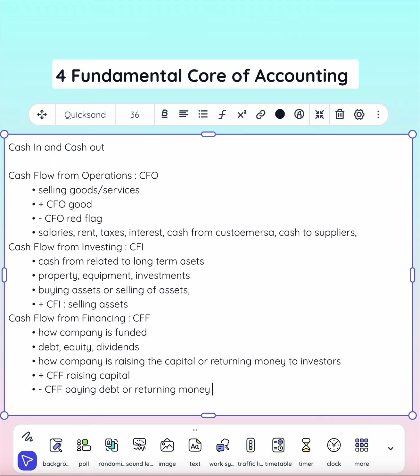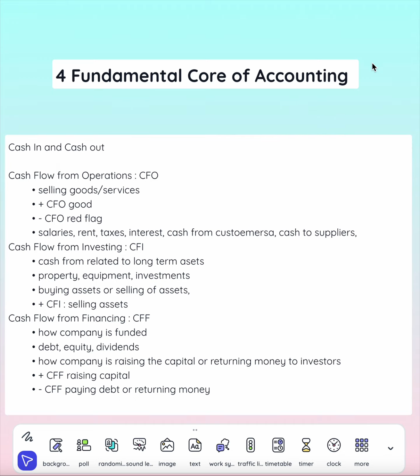In essence, the cash flow statement answers these questions: is the company's core business generating cash, is the company investing in its future, and how is the company funding its operations and growth. So where the cash is coming in and where it is going. Okay, so this is very important.